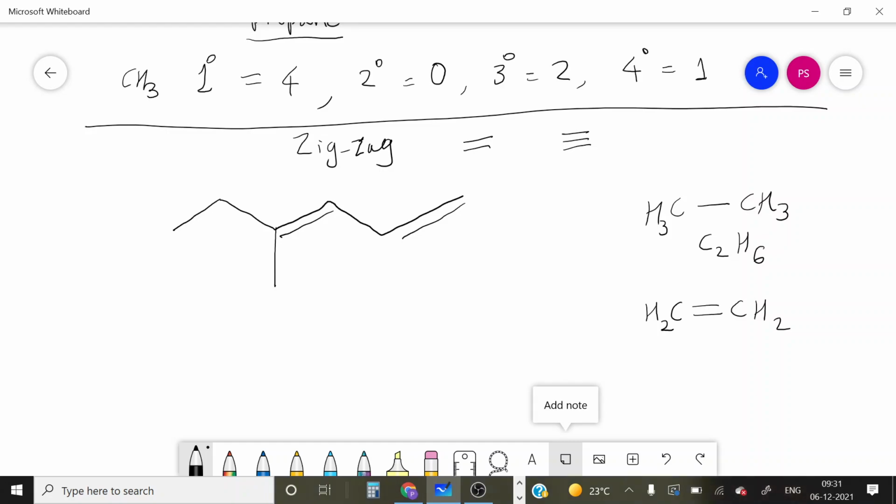Okay, so each carbon satisfies its fourth valency with another carbon atom. So we have to decrease the number of hydrogens by 2. One double bond is there, you have to decrease the number of hydrogens by 2. Now you tell me how many carbons are there. 1 2 3 4 5 6.